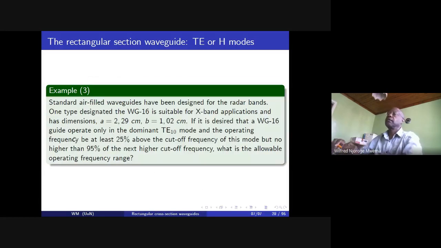So example 3: a standard air-filled waveguide has been designed for the radar bands, with one type designated the WG16 being suitable for X-band applications and has dimensions of a equal to 2.29 centimeters and b equal to 2.02 centimeters. If it is desired that the WG16 guide be operated only in the dominant mode, this is called single mode operation, and the operating frequency be at least 25% above the cutoff frequency of this mode, but no higher than 95% of the next higher cutoff frequency, what is the allowable operating frequency range?